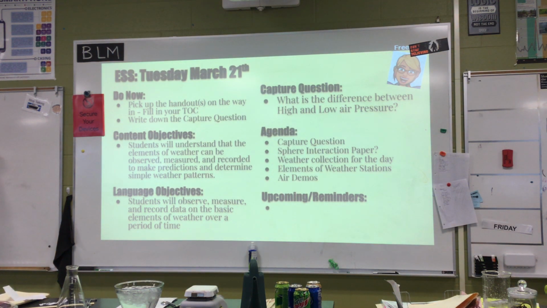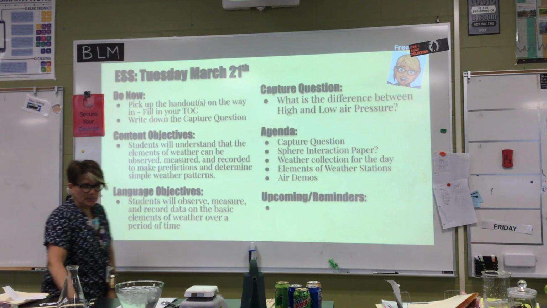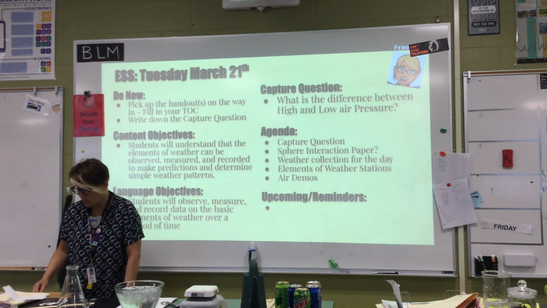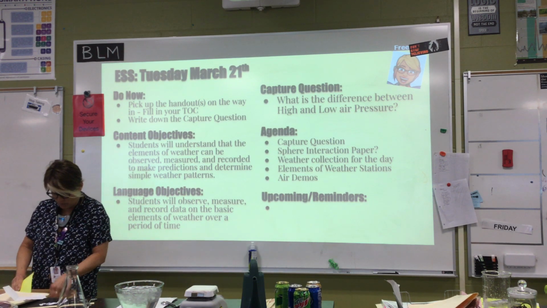Absolutely. Higher pressure is going to be colder. So I'm just going to use the H and I'm going to use the L. And what's the H stand for? And what's the L stand for?